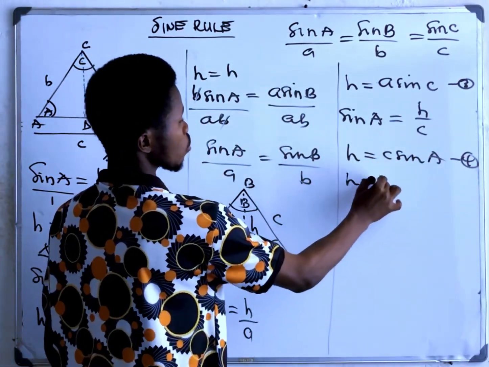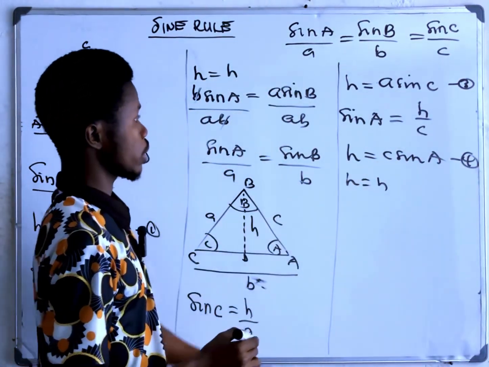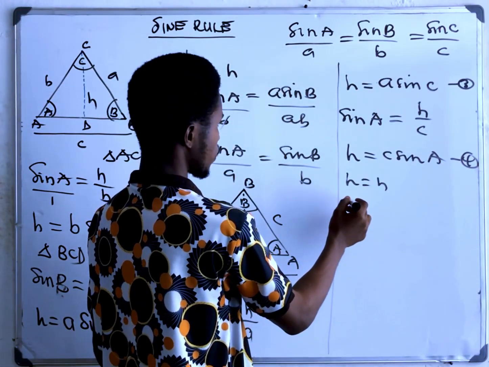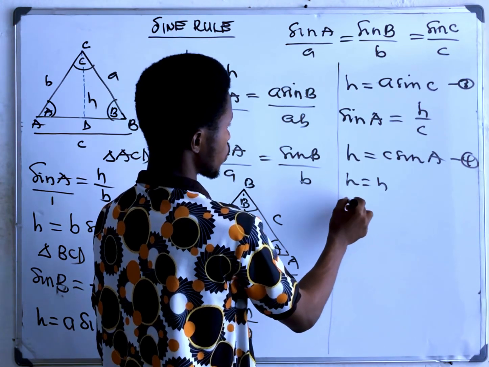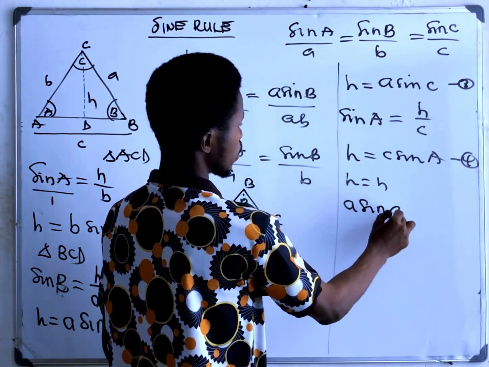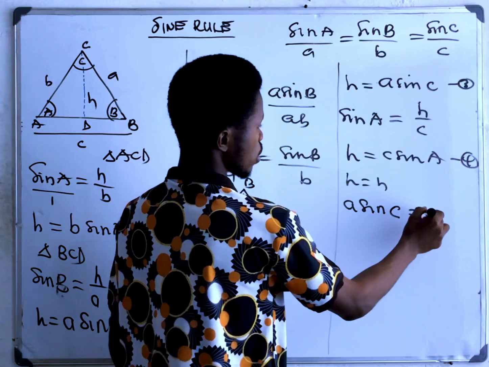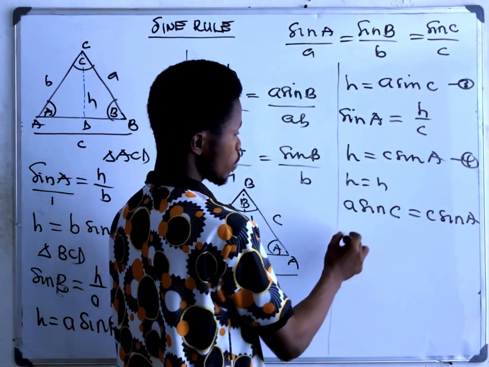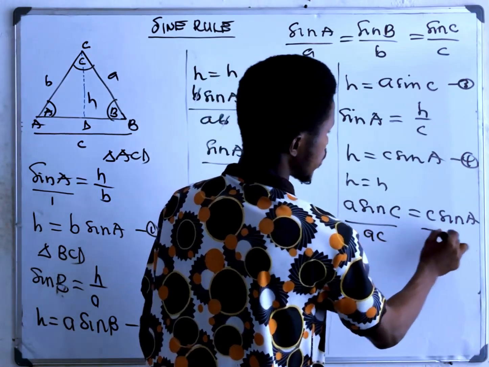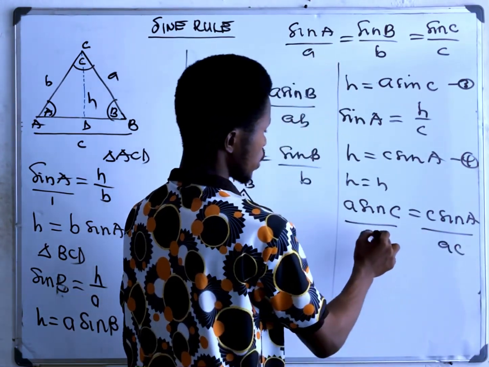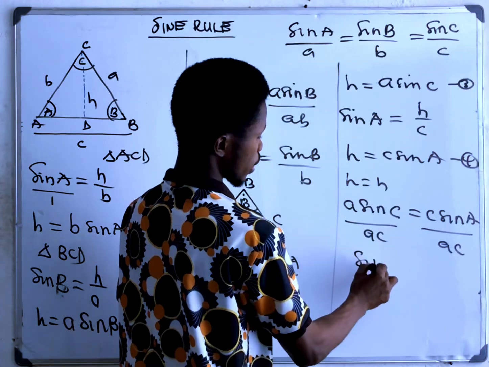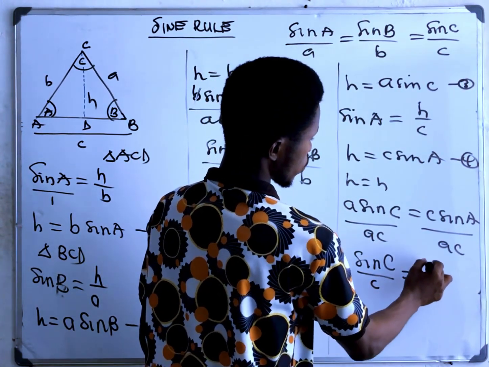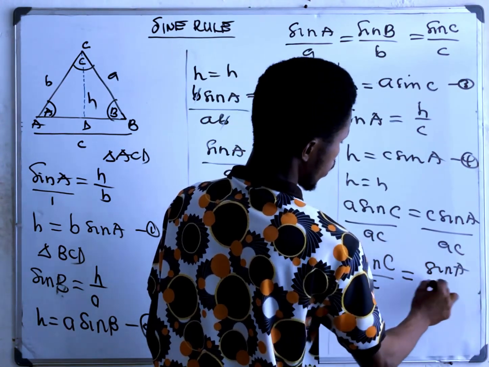Means that h is equal to h, right? Looking at the equations, they are the same. So what we have here is that from equation 3 we have a sine C equals c sine A. So dividing both sides by ac, this a will cancel this a, leaving sine C over c equals sine A over a.